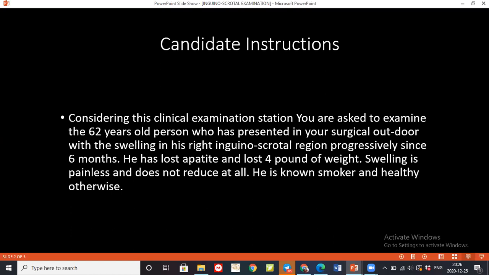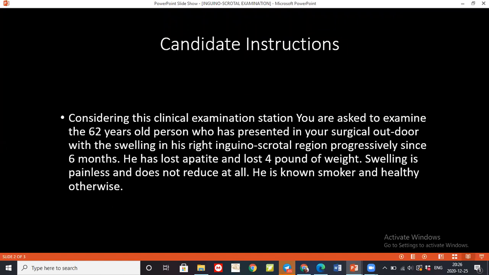Do you need any help? Did you do the deep inguinal ring test? Did you do the deep inguinal ring test? Yeah, the deep inguinal ring test.